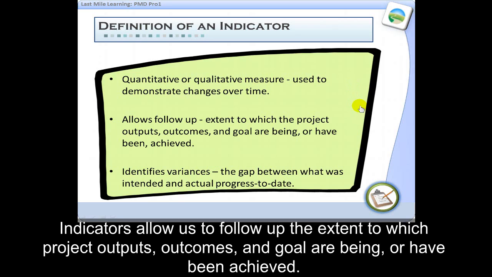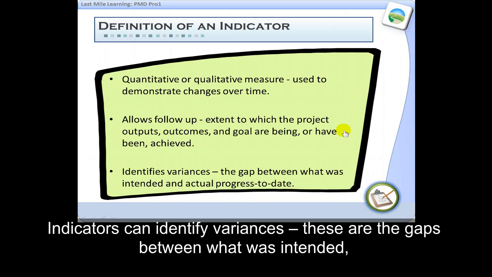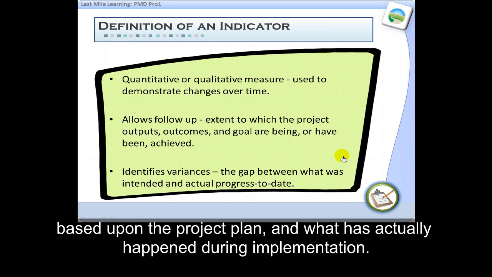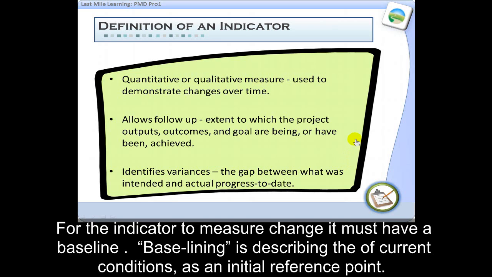Indicators allow us to follow up the extent to which project outputs, outcomes, and goals have been achieved or are being achieved. Indicators can identify variances. These are the gaps between what was intended based upon the project plan and what has actually happened during implementation. And for the indicator to measure change, it must have a baseline.